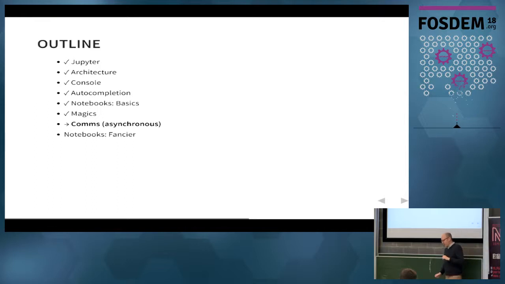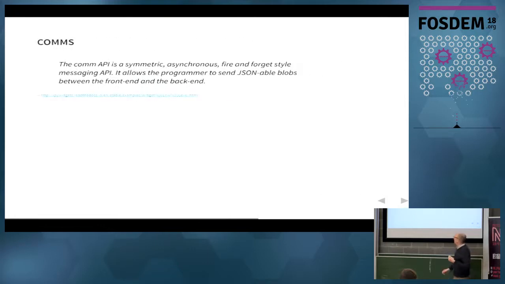OK, so let's talk about something a little bit trickier, and that is something that they call comms in the Jupyter world. And I'll just use the definition from their documentation. So the comm API is a symmetric, asynchronous, fire and forget style messaging API. It allows the programmer to send JSONable blobs between the front end and the back end. OK, so the Jupyter kernel supports the comm API. And I'm going to show a few examples of how this works and why it might be useful.